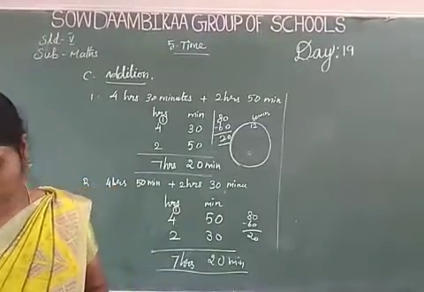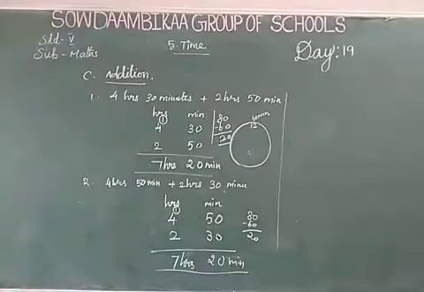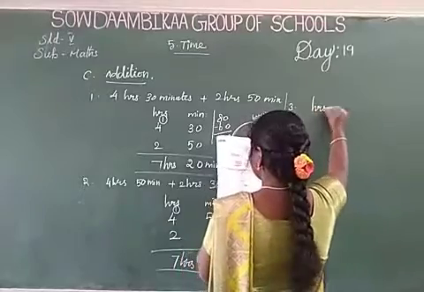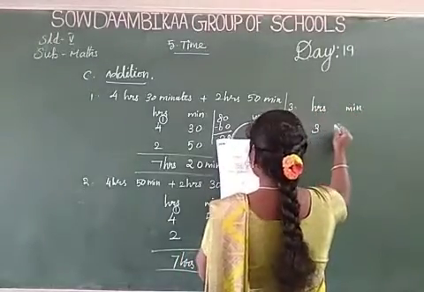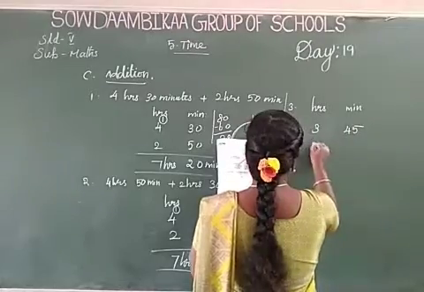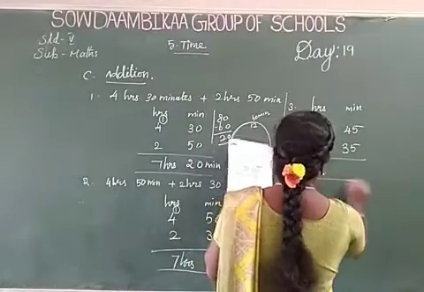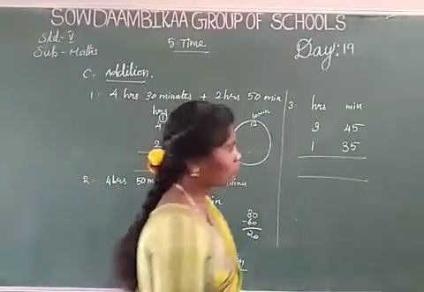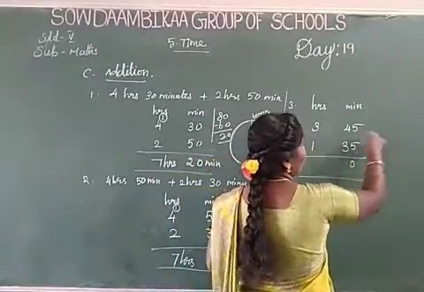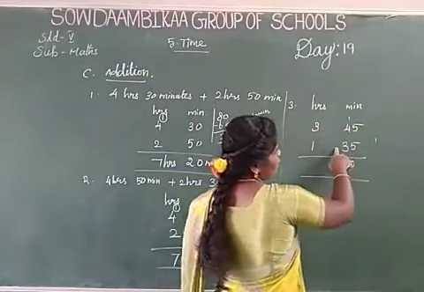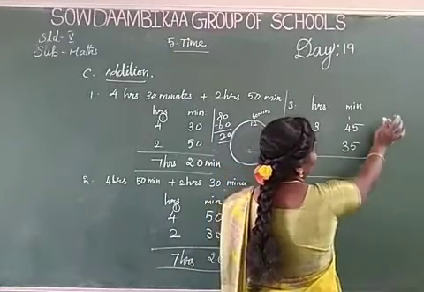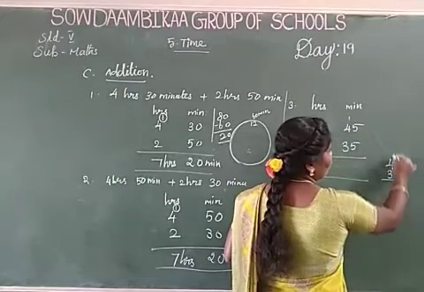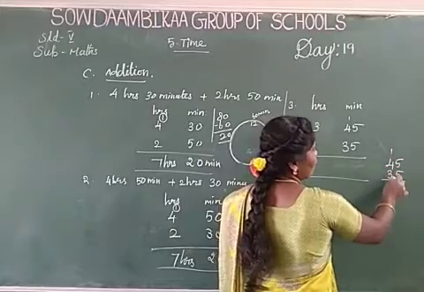Third sum. Hours, minutes: 3 hours 45 minutes, 1 hour 35 minutes. Okay, now say the answer. 45 plus 35, how much? 5 plus 5, 10, 0, remaining 1. 4 plus 1, 5, 5 plus 3, 8.